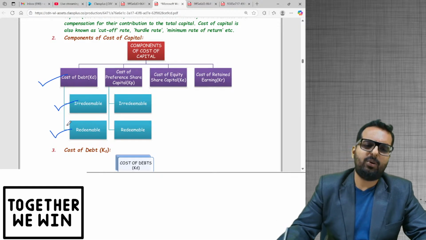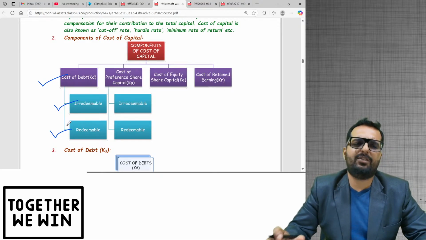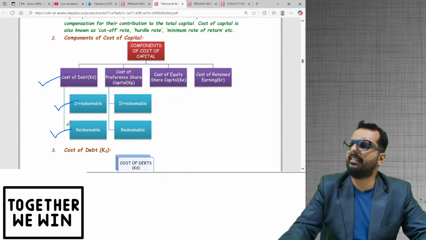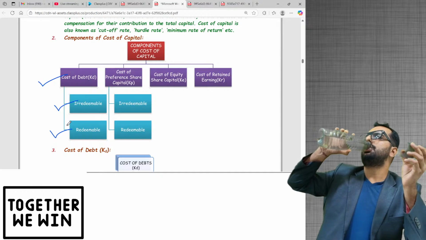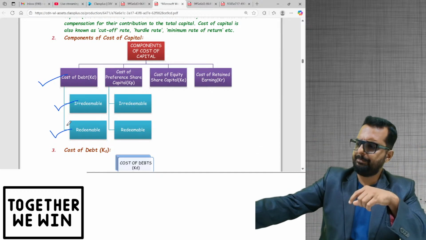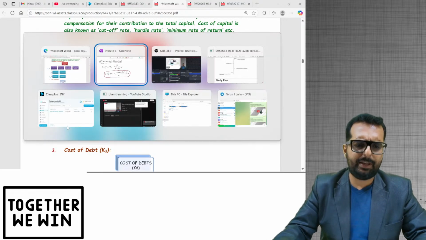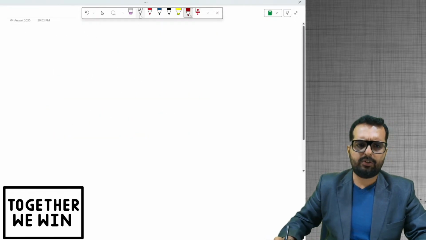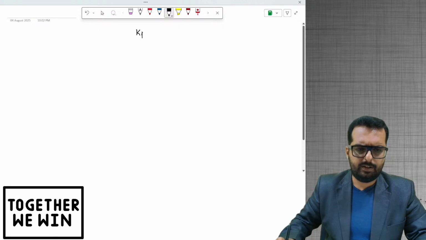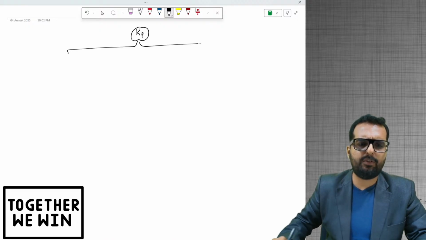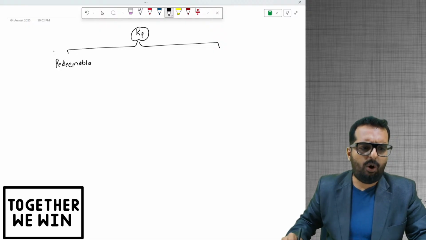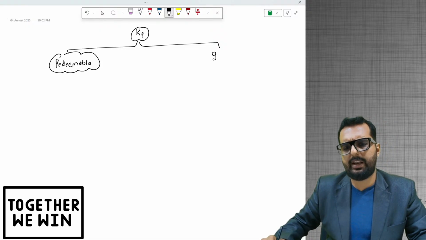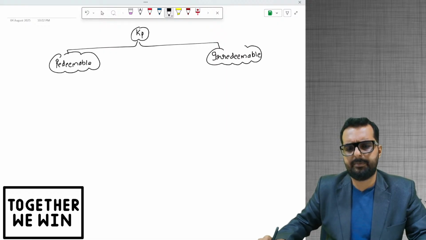Now, shall I go to the second part? Friends, once you're clear with KD, KP is exactly the same. No difference at all. Let us do KP now, or the cost of preference share. Here again, you will have two types. What is the first one? You can have a redeemable, or you can have an irredeemable one also. Am I right?